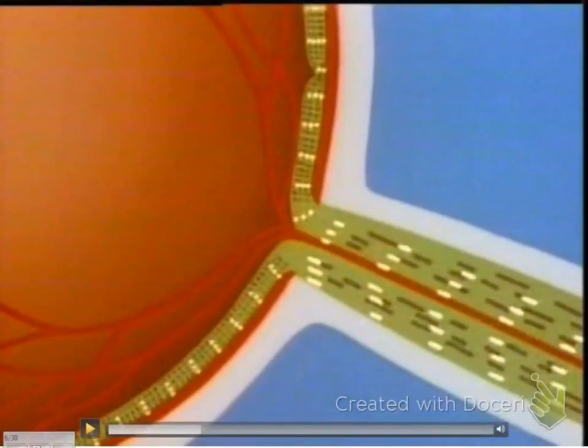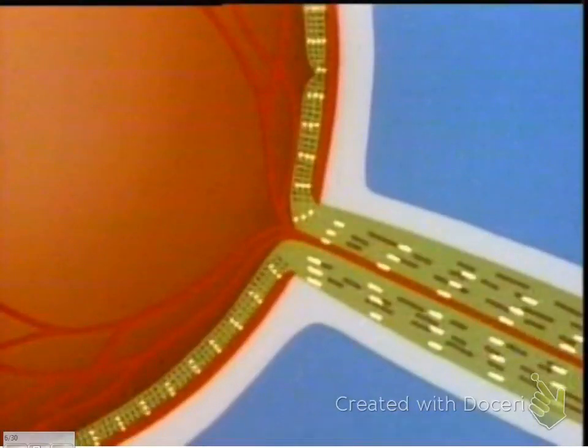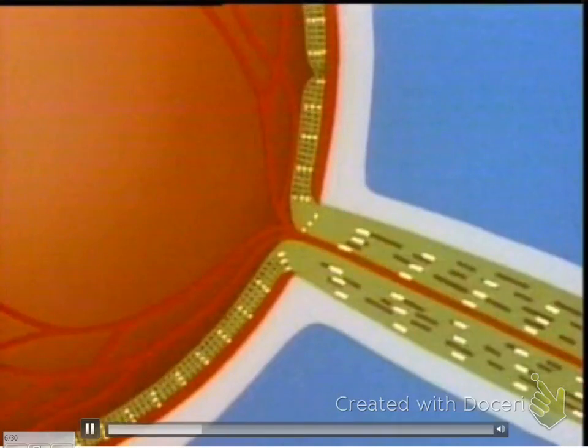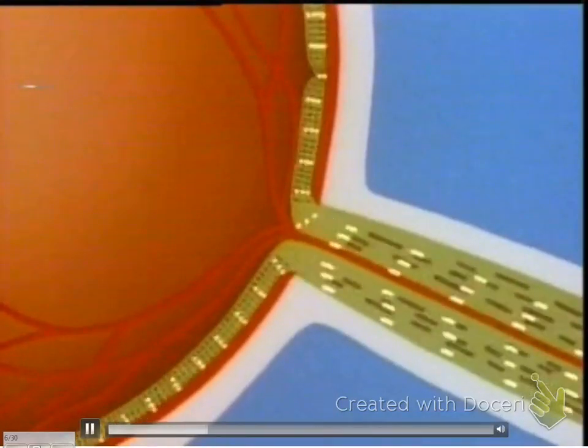Okay, so far, I want you to know that light comes in through the lens and hits the retina. That's that part on the back that you see right here. Okay, so light comes in, hits the retina, and that's what's going to send the impulse to the brain.